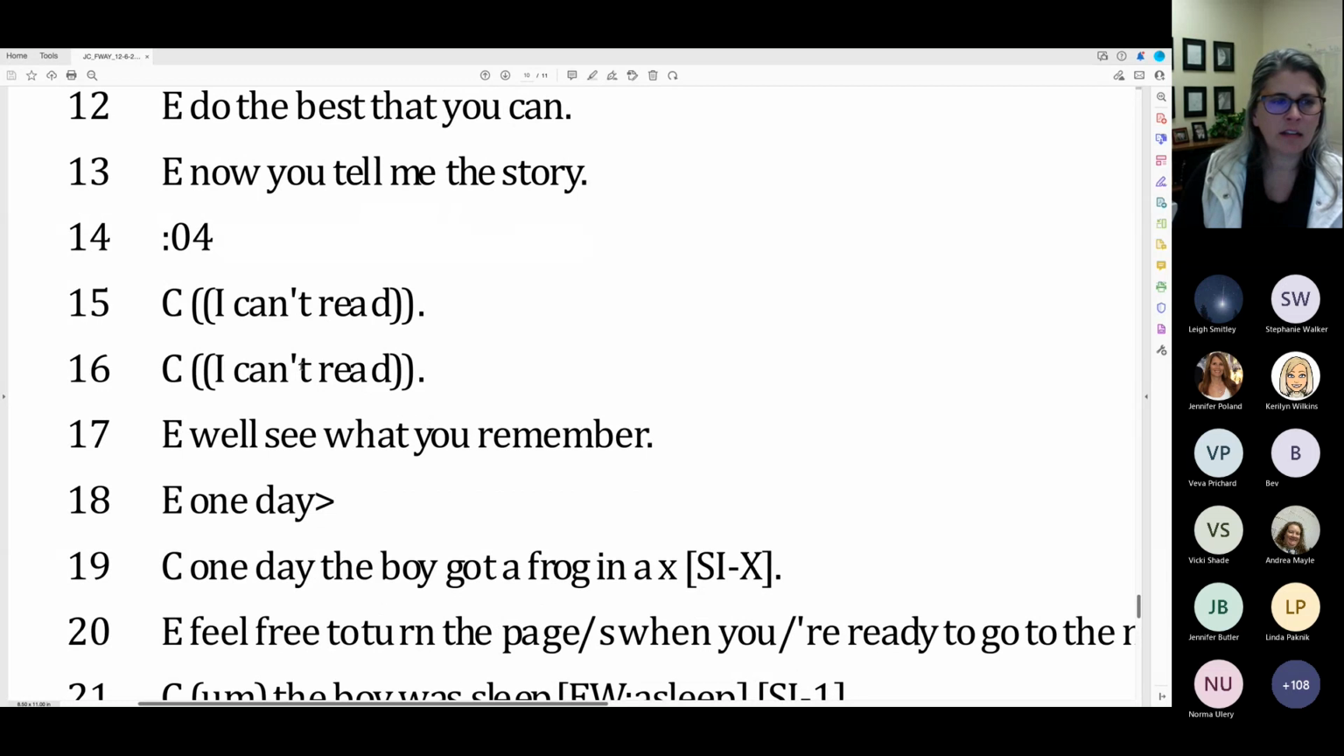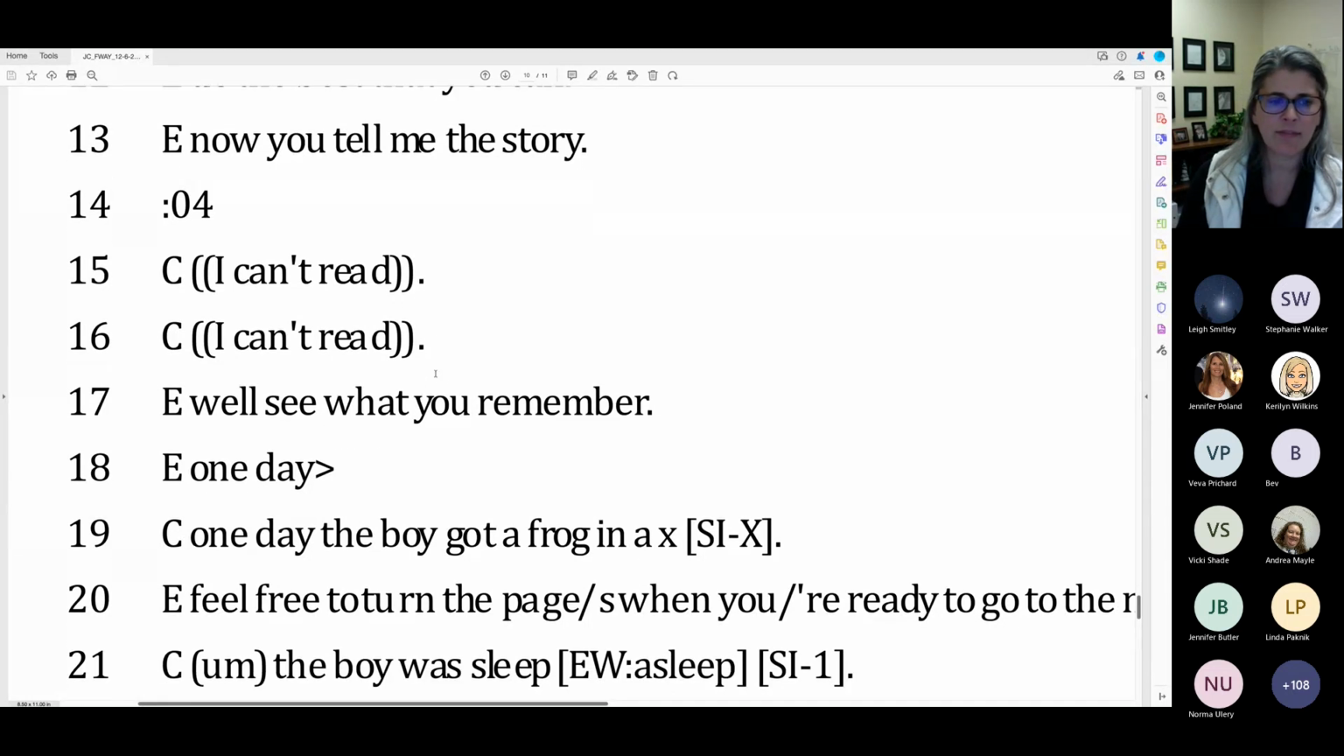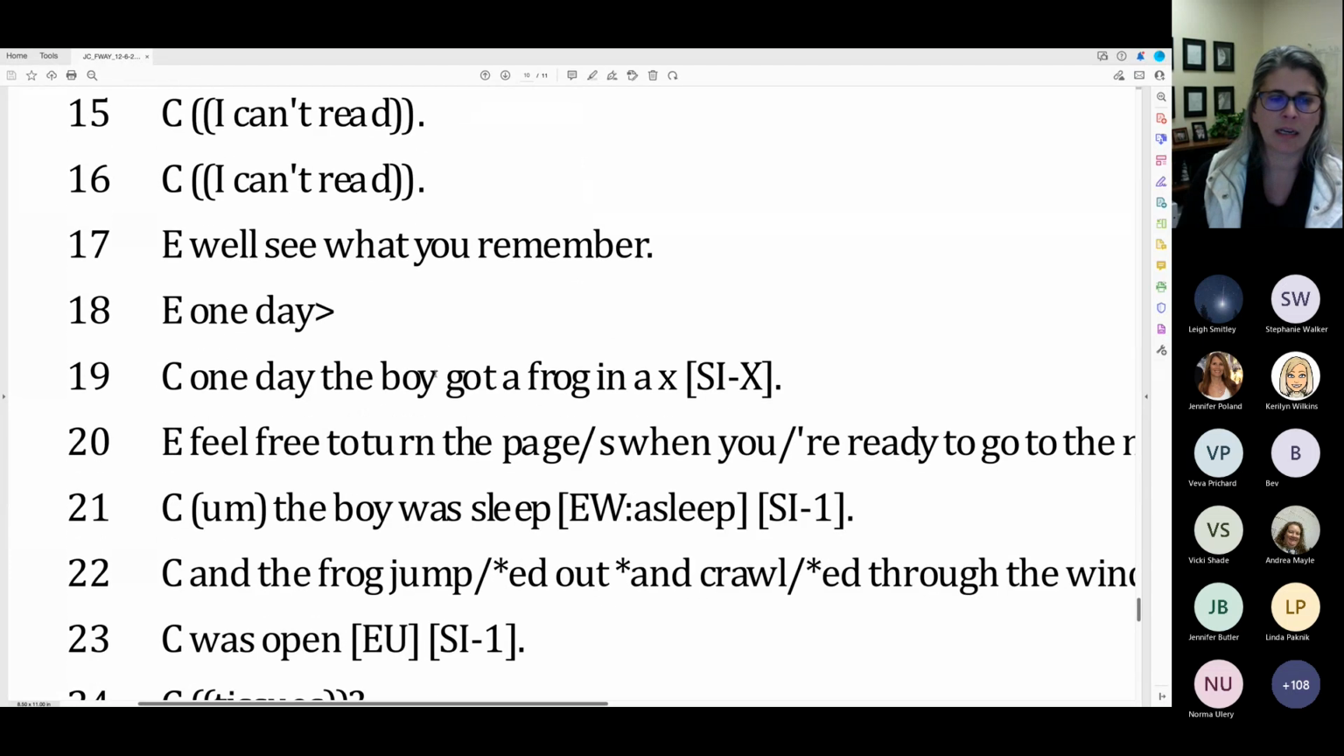Now you'll notice that lines 15 and 16, the child has said 2 sentences, but they're not related to the story retell, which is why we put parentheses in them, because we don't want them included in the analysis. So the parentheses are there to tell the computer to kick those out, because again, it's not relative to the narrative retell. So then we have the examiner going through again.